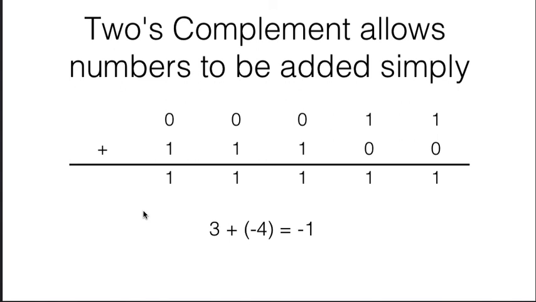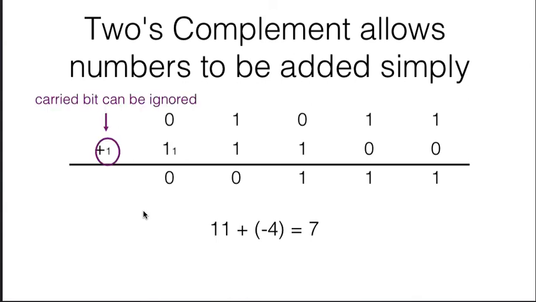So 1, 1, 1, 0, 0 is the 2's complement representation for minus 4. You see here, when we add these two binary numbers together, you can just do a simple add and you get the right answer. The answer comes back, that's correct. So you don't have to do the carry. So that's a big advantage. So that plus 1 there, you just ignore that carried bit.